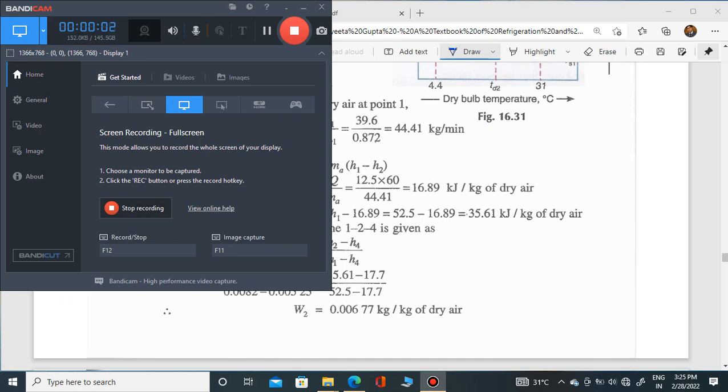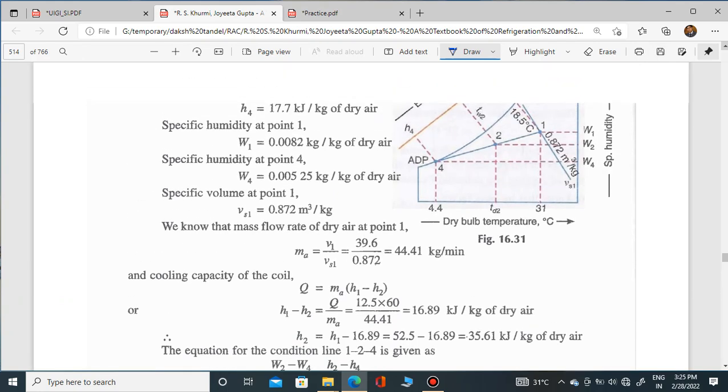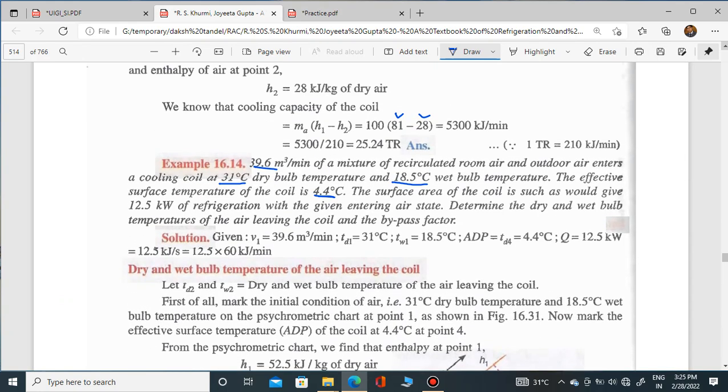Hello students. So now we will solve one another numerical for cooling and dehumidification. So for that let us read the data. Here the flow rate is given as 39.6 meter cube per minute. At the entry, the temperature is 31 degree centigrade dry bulb and 18.5 wet bulb, the ADP is 4.4 degree centigrade, and the cooling effect is also given as 12.5 kilowatt.